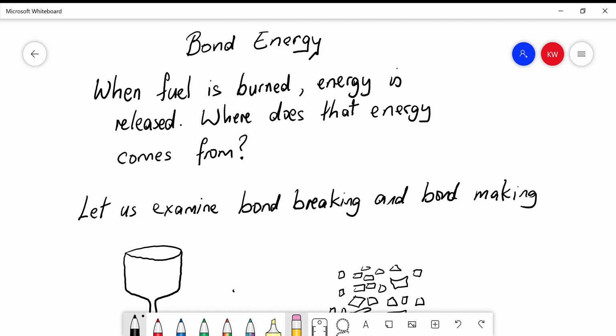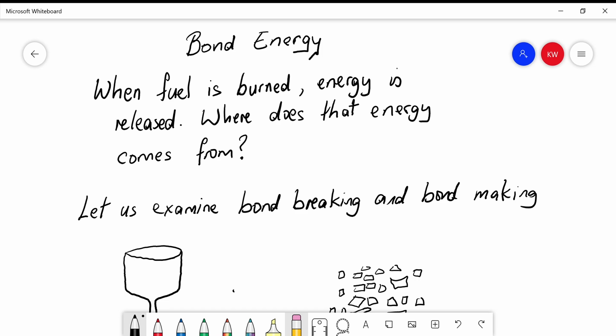So today we're going to look at bond energy. We're going to ask ourselves this question: when fuel is burned, energy is released. Where does that energy come from? Take a time to think about this. Where is this energy coming from when we burn a fuel?